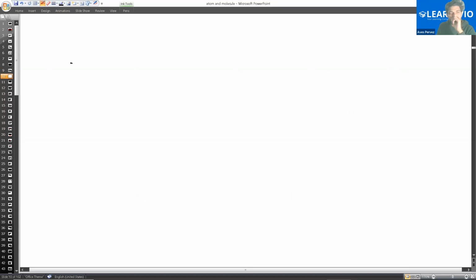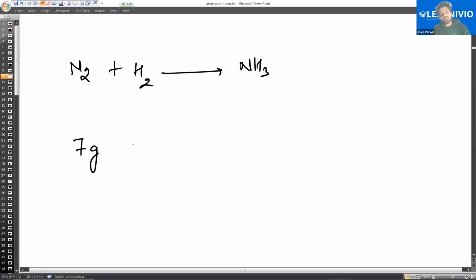Next, if you have N2 plus H2 giving you NH3, I'm not balancing it. आपको खुद से करना है. If you have 7 grams of nitrogen and 6 grams of hydrogen, then how many grams of ammonia will be formed?